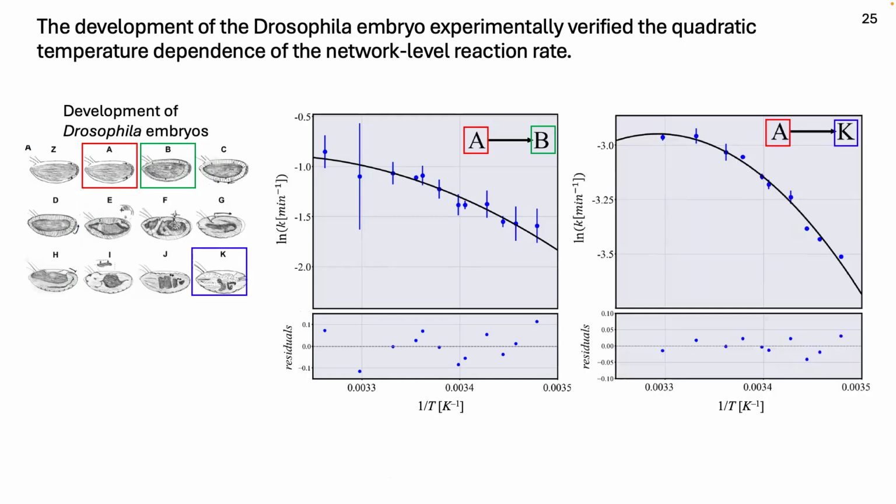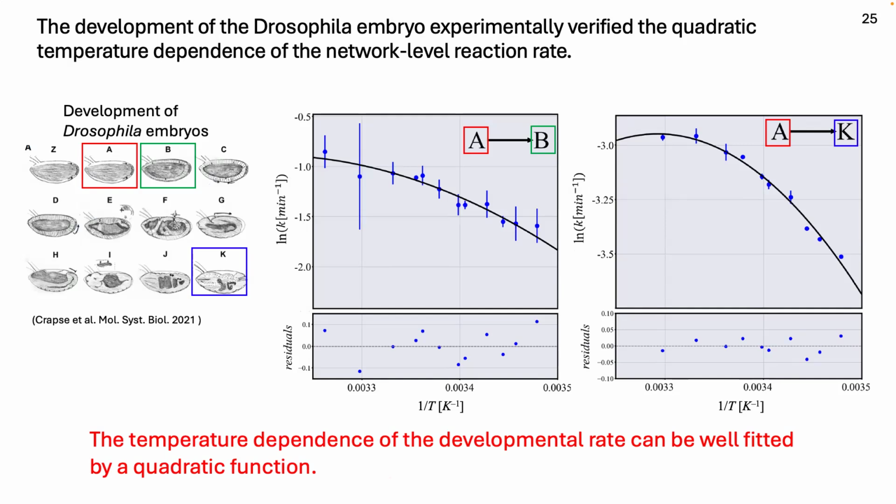But the right panel is from stage A to stage K. The network may be very large. In this case, the experimental value nicely followed the quadratic function. So the conclusion is that the temperature dependence of the developmental rate can be well fitted by a quadratic function.